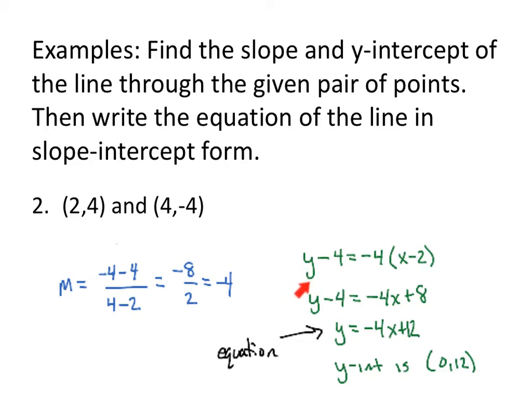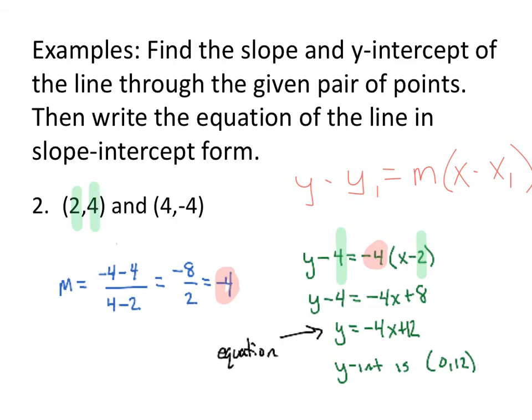So we have y minus our y value of the given point equals m, the slope value we found, times x minus the specific x value 2. So we have 2 goes here, my 4 here, and my slope negative 4 in my formula: y minus y1 equals m times x minus x1.